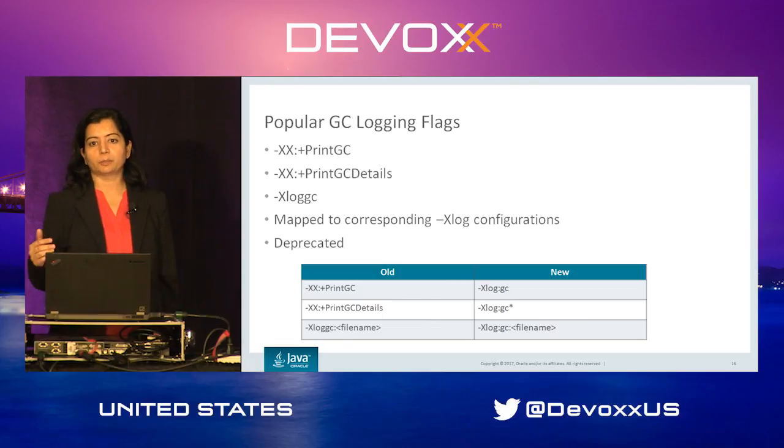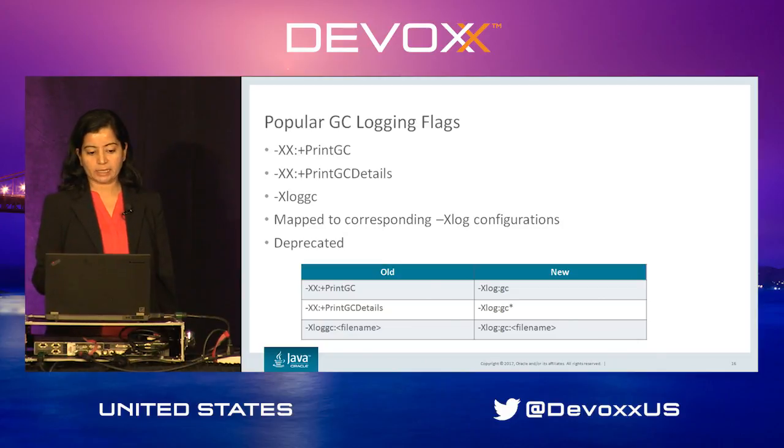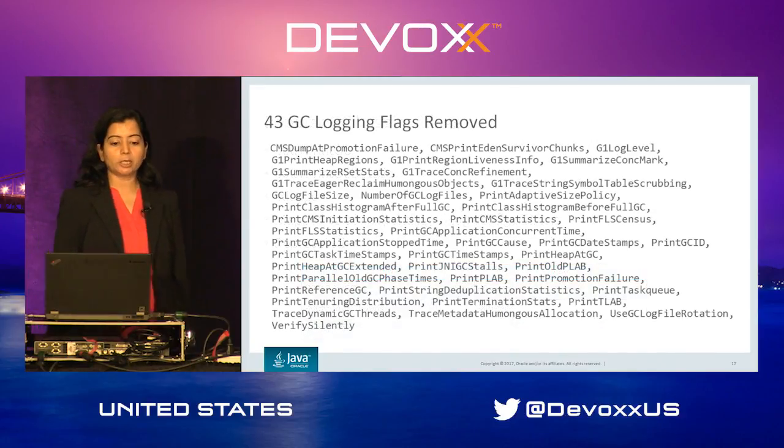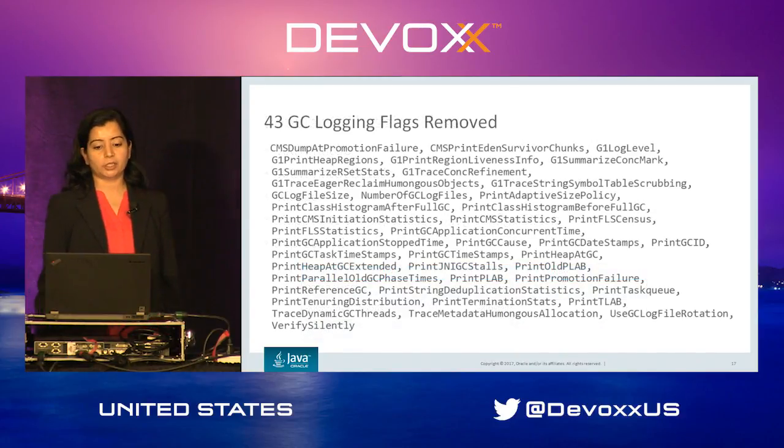You won't get an error message and the JVM itself doesn't fail to launch. These flags are deprecated, and will be removed in a future Java release. So all in all, 43 GC logging flags are removed with this change.